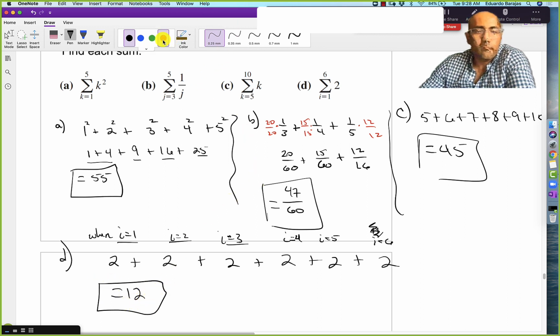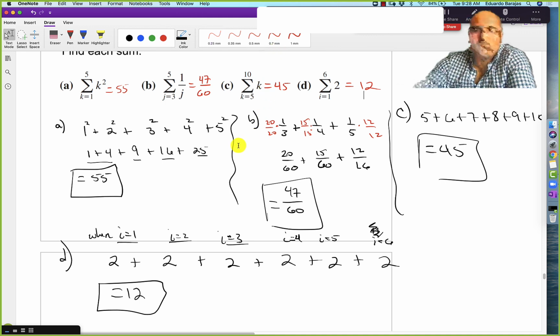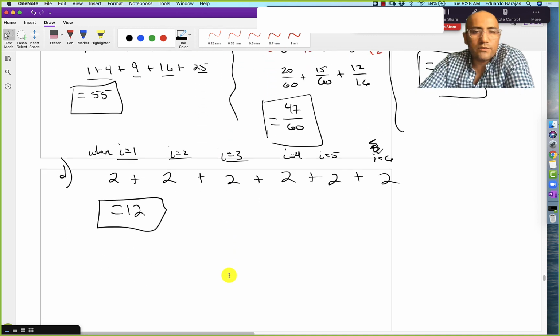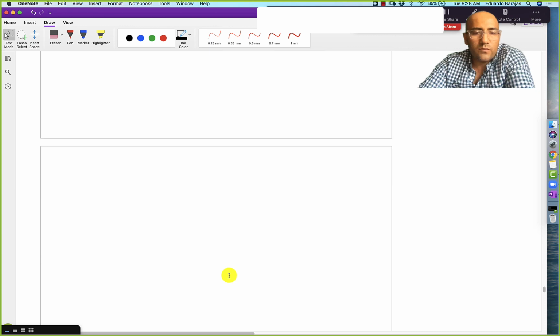Any questions? Should have put them here. So this one we got was 55. This one we got was 47 over 60. This one equals 45, and this one equals 12. Good? Questions? No. Let's see if the author did the same thing.